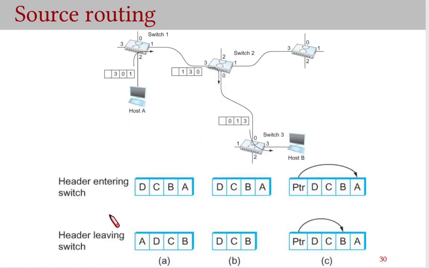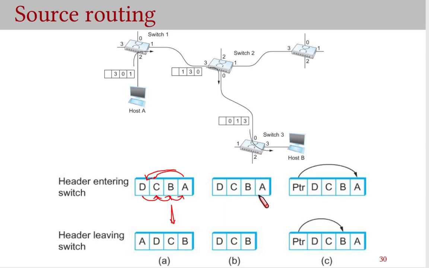Here are some other approaches shown. So we have seen this first approach where we rotate the entries. Suppose this is the header at the time of entering the switch. So when this message is leaving the switch, the header is going to look like this: B is rotated to first place, C goes to the second, D goes to the third, and A goes to the fourth place. And this is what is shown here.